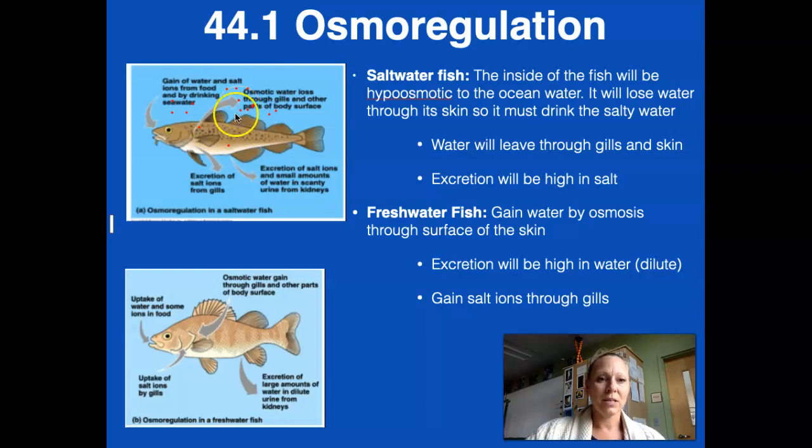Now the opposite is going to be true for the freshwater fish. They gain water by osmosis. They are hyperosmotic to the freshwater, and so water is coming in from the freshwater lake. They're going to gain water through osmosis through their skin, and their excretion will be dilute because there's so much water coming in. And they're going to gain salt ions through their gills.